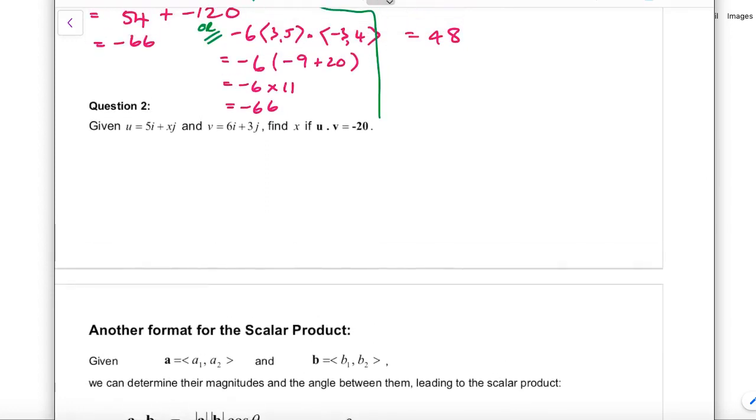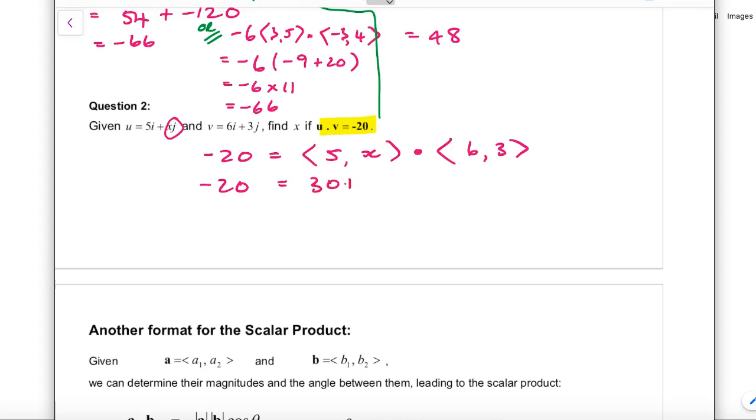In question 2, we can see we've got two vectors, vector u and vector v, but we want to find x if the scalar product of these two vectors is -20. So we're just doing the inverse here. We know the scalar result, but we don't know the j component in vector u. But we know that -20 was the result when we multiplied (5, x) by (6, 3). So -20 is going to equal 30 plus 3x. We can go ahead and use our skills to find that x is -50/3, or -16 2/3.